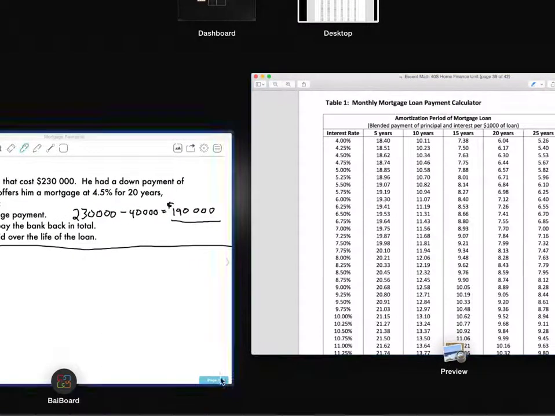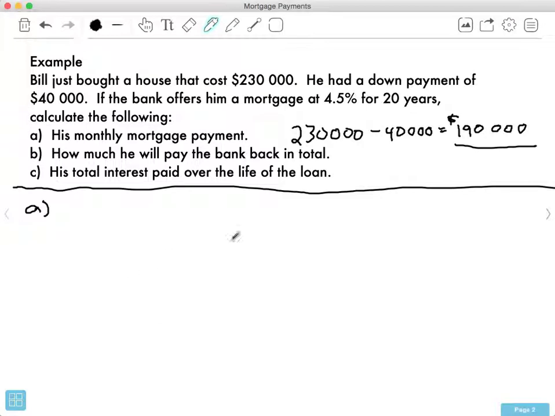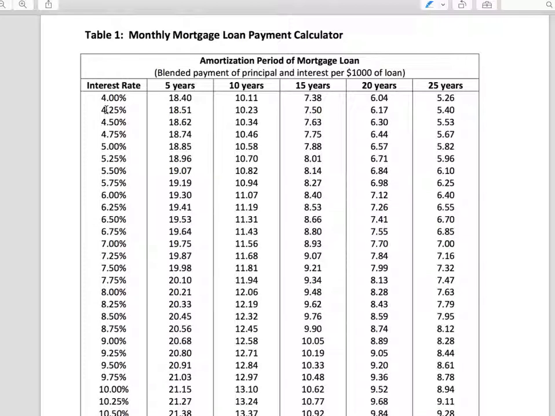So let's head back to the example. We know we want to borrow $190,000. We want to borrow it at 4.5% for 20 years. So I'm going to go back to the table. I'm going to look for 4.5%, which I know looks kind of weird here with the extra zero on the end. They just do that so all the numbers align nicely. Okay, there's 4.5%. And then you look for 20 years. You look at the intersection of 4.5% for 20 years, and you find the number 630.